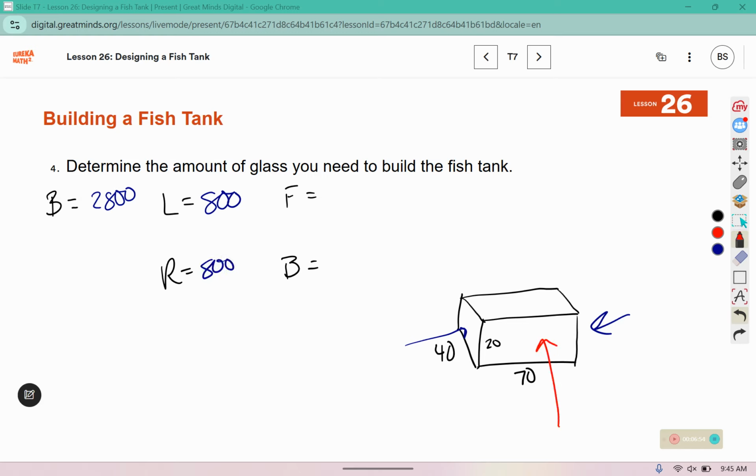For the front, I have a 20 by 70, and 20 times 70 is 1,400. And the back is the same. So the total surface area would be all of these values added together. 2,800 plus 800 plus 800 plus 1,400 plus 1,400 is 7,200 centimeters squared of glass.